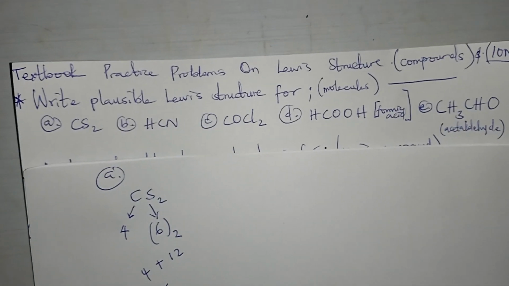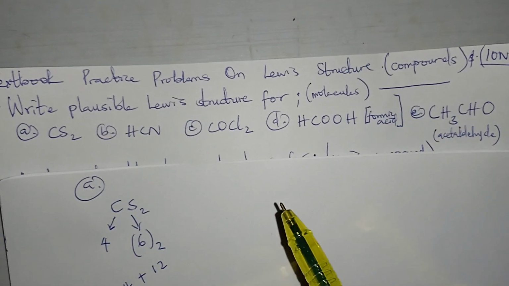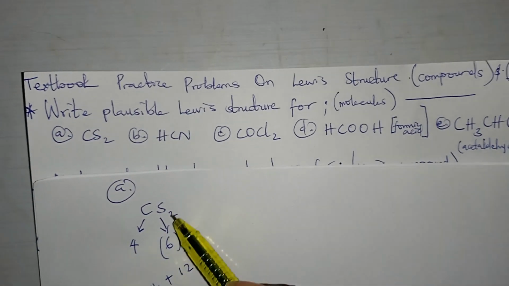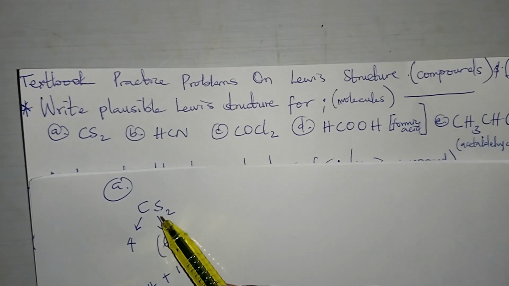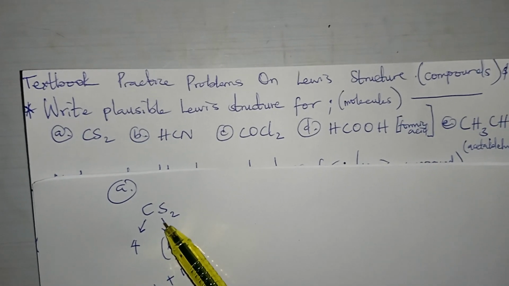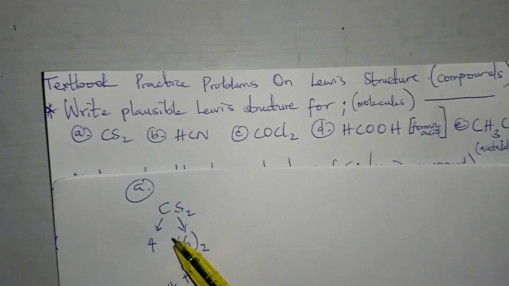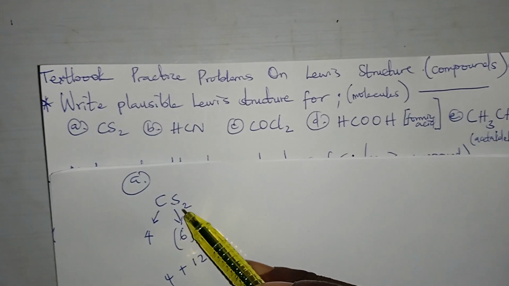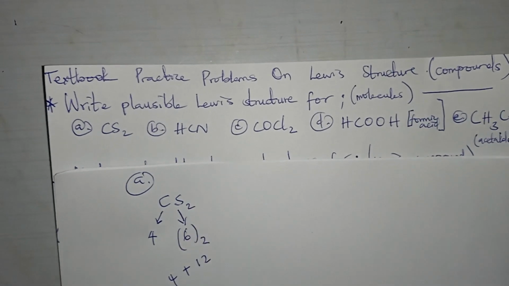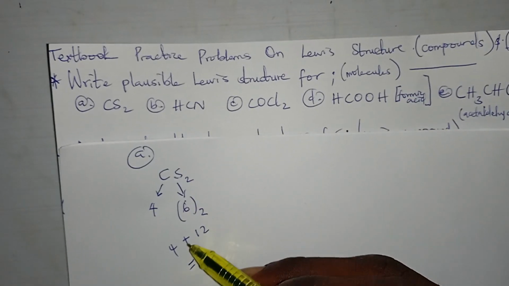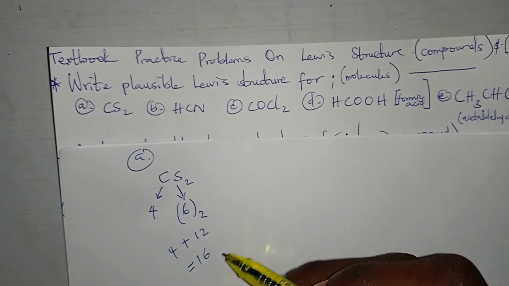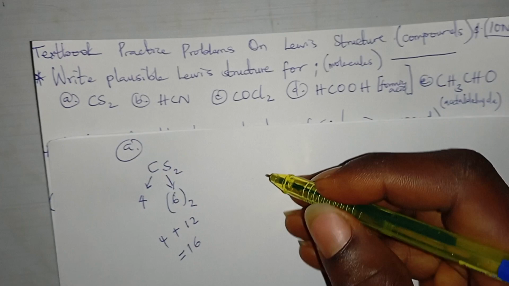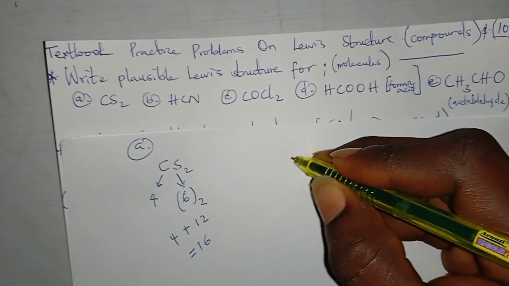The first knowledge you need is how to identify the number of electrons in a compound. For example, CS2 is carbon disulfide. In the outermost shell of carbon we have 4 electrons, and in the outermost shell of sulfur we have 6, but here sulfur exists as S2, so that means 6 times 2, which gives me 4 plus 12, and that is 16. So there are a total of 16 electrons in this compound.